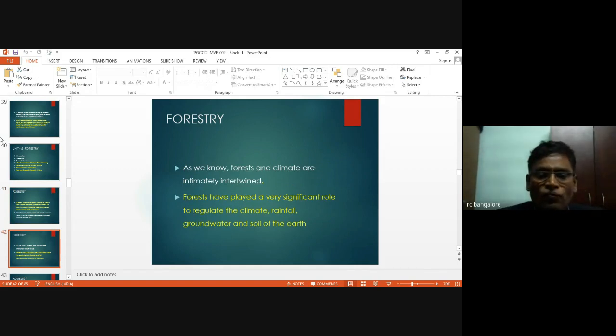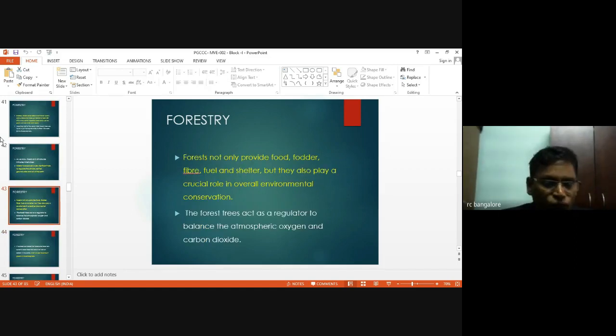As we know, forest and climate are intimately intertwined. We can't separate the climate and the forest. The forest has played a very significant role to regulate the climate. The forest cover is very important because it regulates the climate, the rainfall, and the groundwater and soil of the earth, because the forest cover protects the soil and also enriches the groundwater.